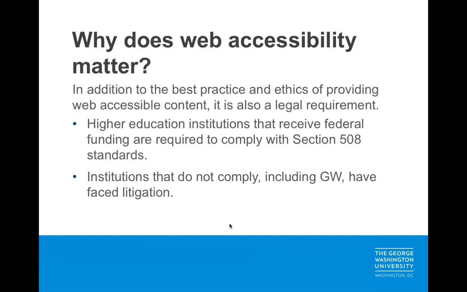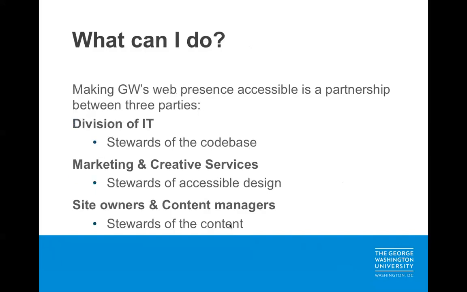So that's just something to keep in mind when you're thinking about why does web accessibility matter, who does it cover, and now talking about what can you do. So, making GW's web presence accessible, it is a partnership between three parties at the university. The first one being the Division of IT. They are the stewards of the code base.